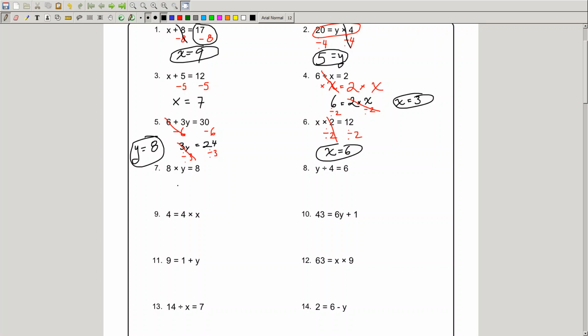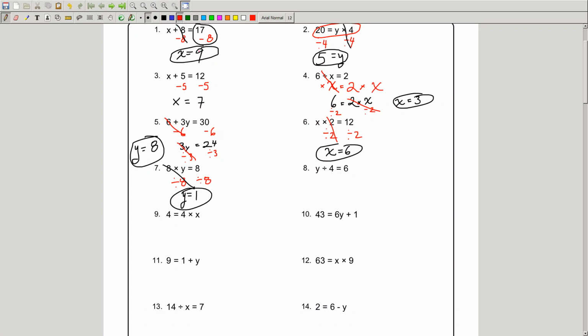Here I've got 8 times y. I'm taking y and I'm multiplying by 8. And that equals 8. How do I undo multiplying by 8? Well, I divide by 8. The 8's on the left will cancel and I get y on its own. That's isolating for a variable. 8 divided by 8 is 1. And that's it.